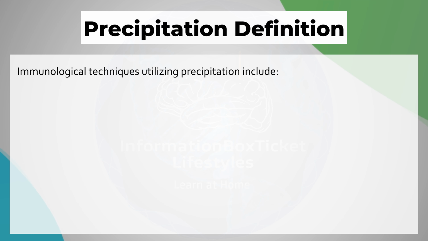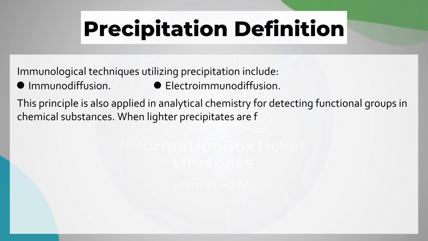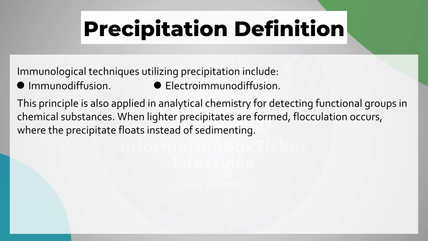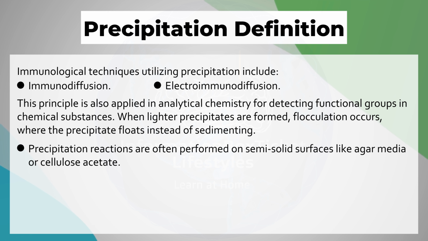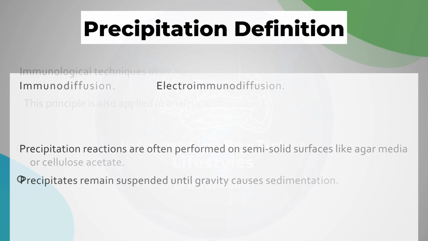Immunological techniques utilizing precipitation include immunodiffusion, electroimmunodiffusion. This principle is also applied in analytical chemistry for detecting functional groups in chemical substances. When lighter precipitates are formed, flocculation occurs, where the precipitate floats instead of sedimenting. Precipitation reactions are often performed on semi-solid surfaces, like agar media or cellulose acetate. Precipitates remain suspended until gravity causes sedimentation.